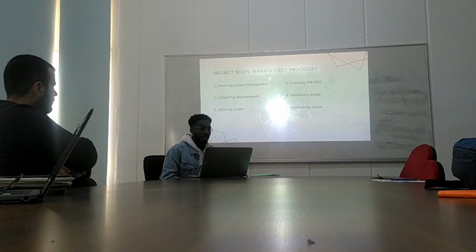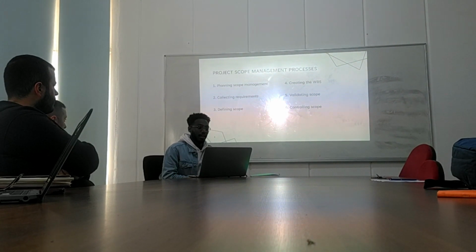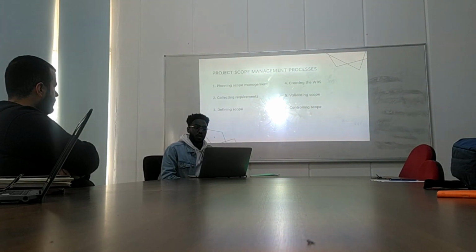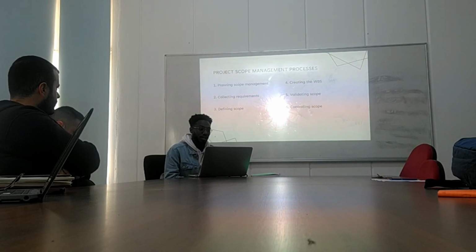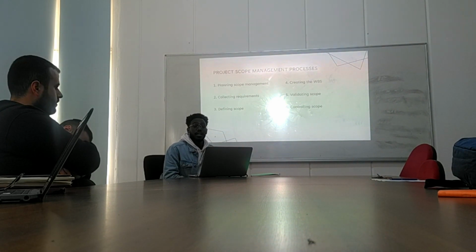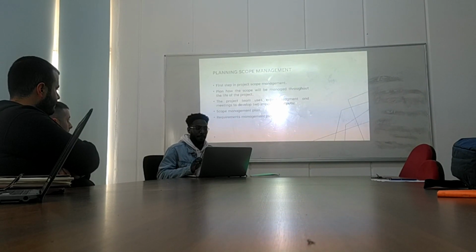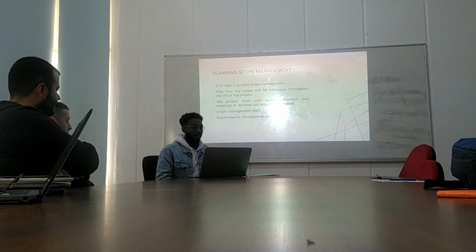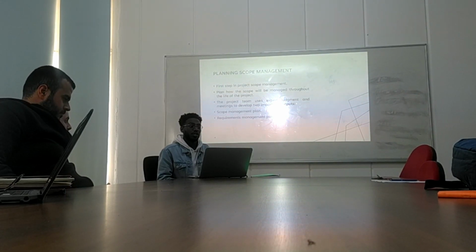The first step is planning scope management, the second one is collecting requirements, the third one is defining the scope, the fourth one is creating the work breakdown structure, and then we're going to have the validating and controlling of the scope. And each of these processes has outputs. So I'm going to talk in detail about the first step, which is planning scope management.